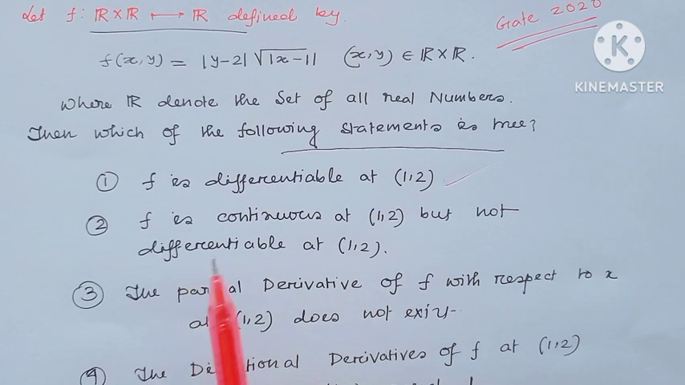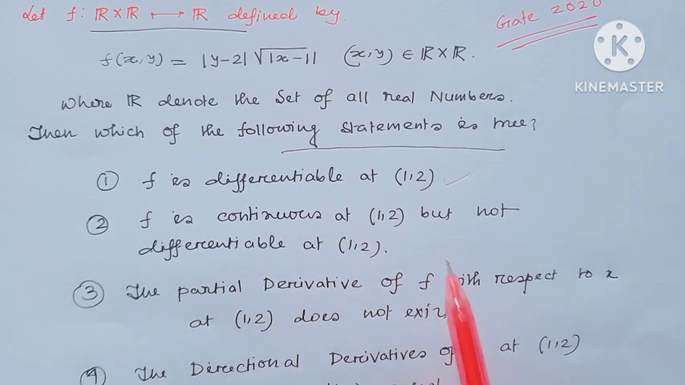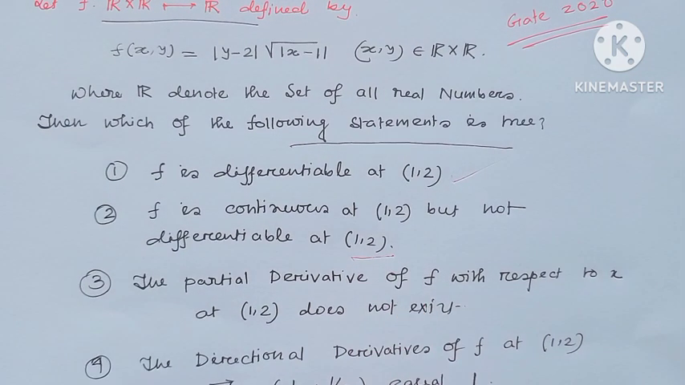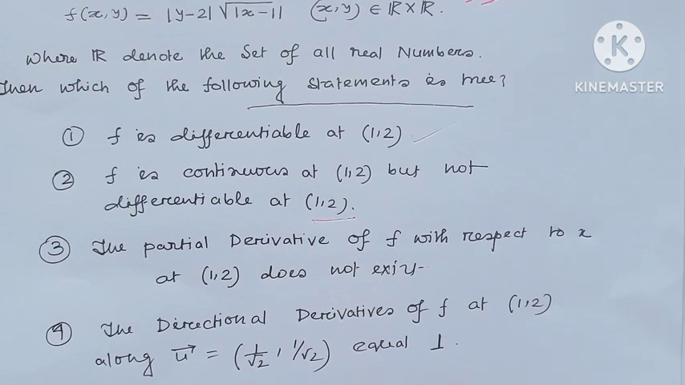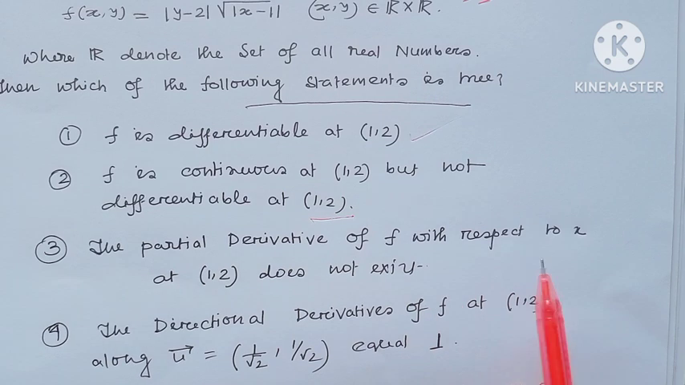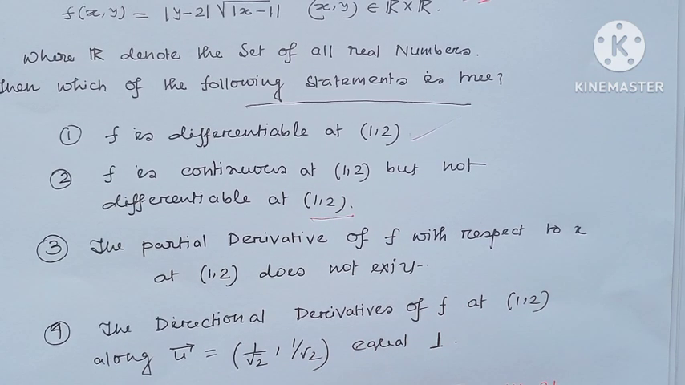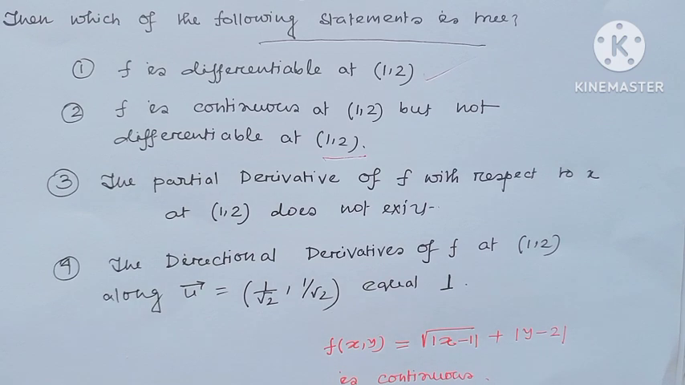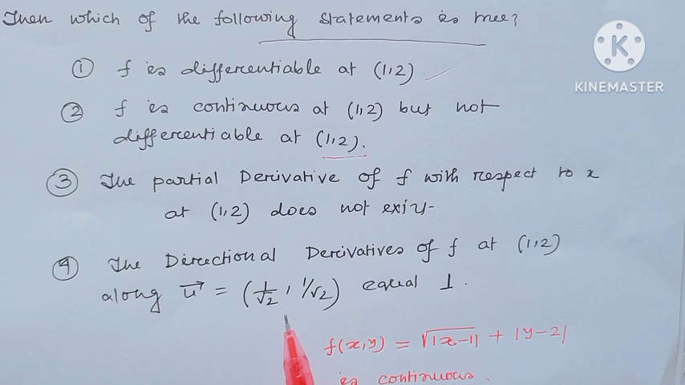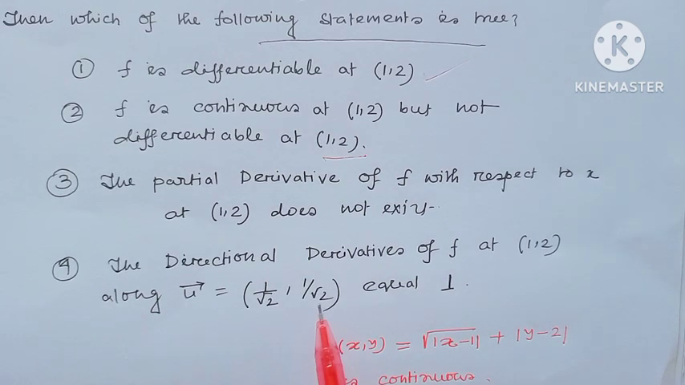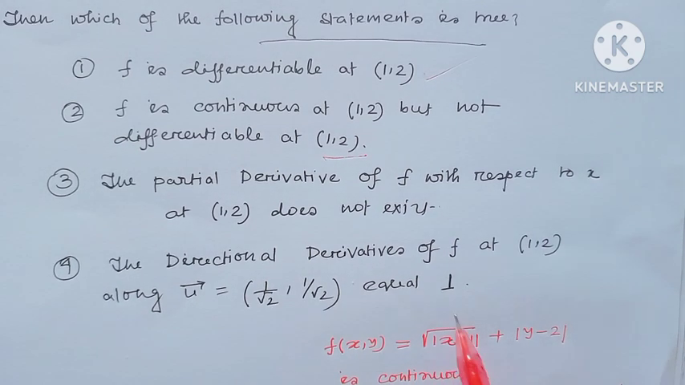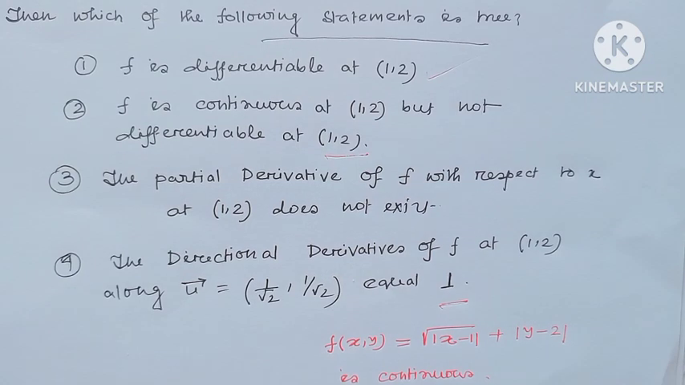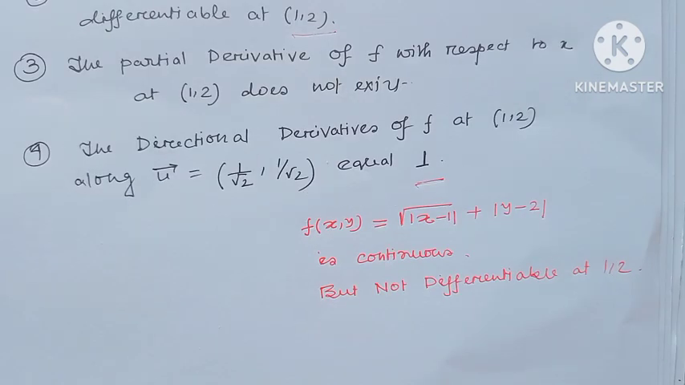Option 1: f is differentiable at (1,2). Option 2: f is continuous at (1,2) but not differentiable at (1,2). Option 3: the partial derivative of f with respect to x at (1,2) does not exist. Option 4: the directional derivative of the function f at (1,2) along the direction (1/√2, 1/√2) is equal to 1. Which option is true?